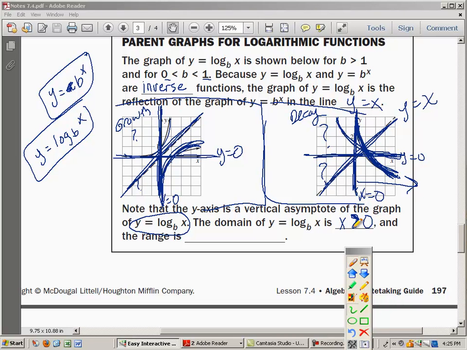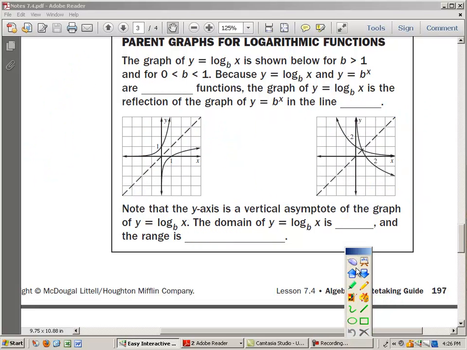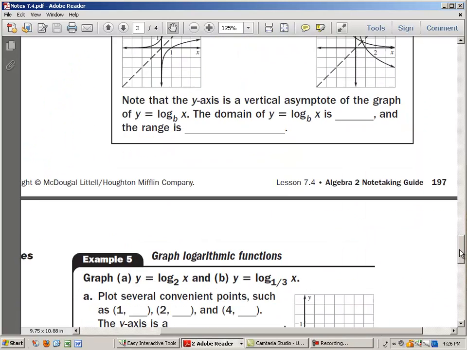Now, the range is all real numbers, because in this case, as you pick values of x that are close to 0, you get close to negative infinity. And eventually, even though this is going very slowly, this will get up to positive infinity for the function. Same thing here. We're going to start with very high values, and we'll end up at, again, negative infinity going the other way.